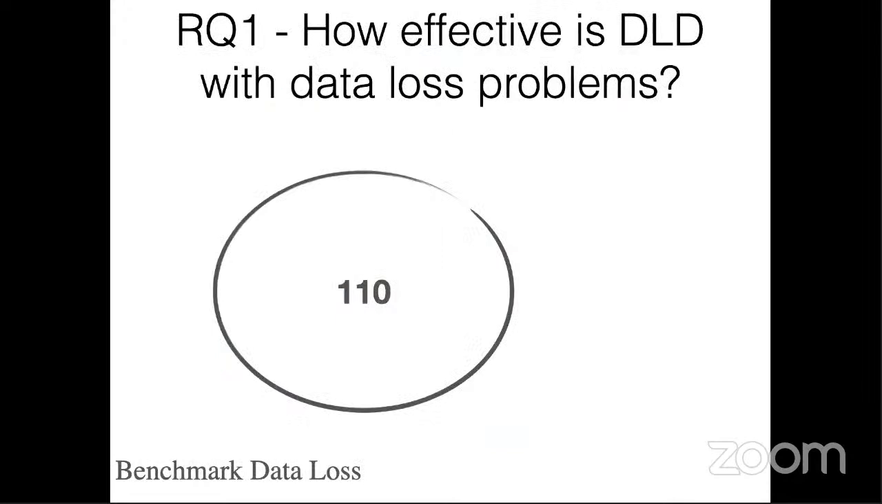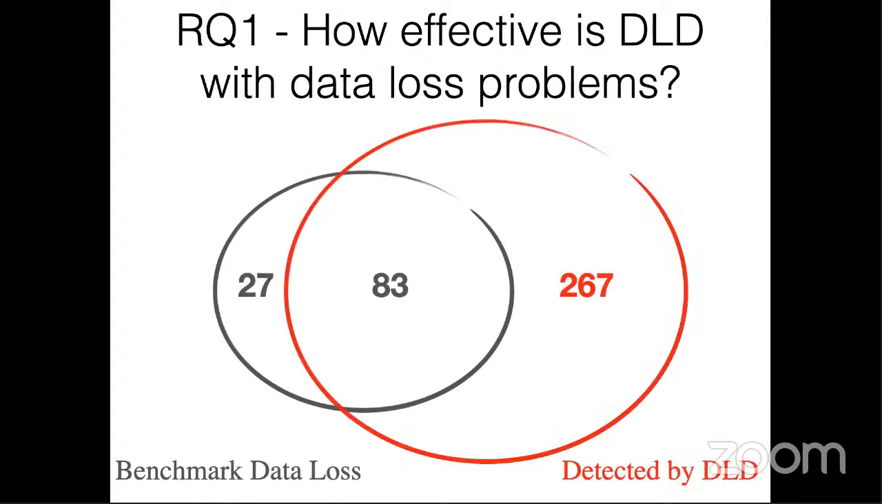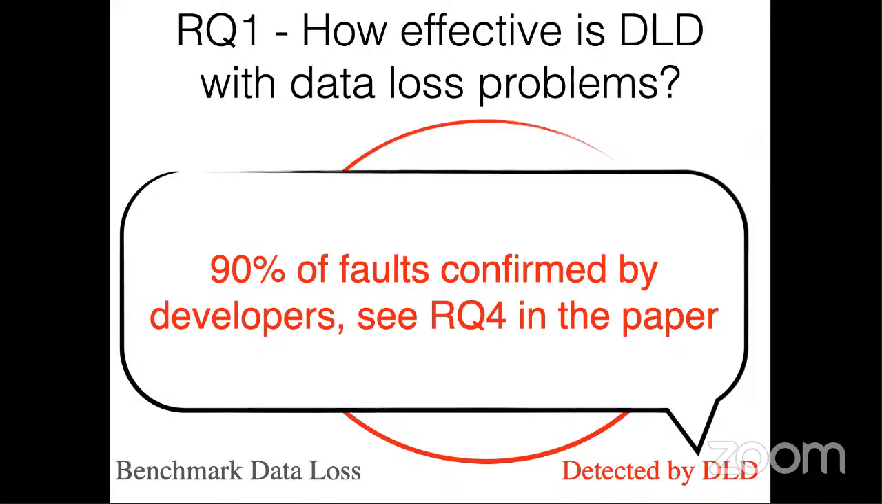For research question 1, we ran DLD on the benchmark apps to see if it can detect the 110 real data losses. DLD was able to detect 83 out of the 110 data losses, and DLD was able to find 267 new data losses. And 90% of these data losses have been confirmed by developers to be a bug.